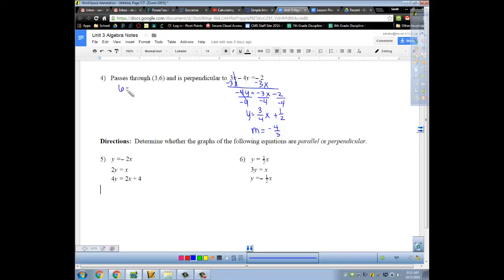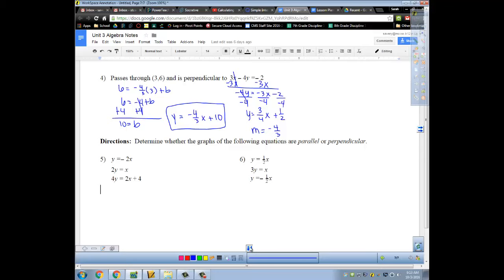So plug in 6, negative 4/3 times your x plus b. Negative 4/3 times 3 is negative 4. Add 4 to both sides to get b equals 10. So your final equation, negative 4/3 x plus 10.